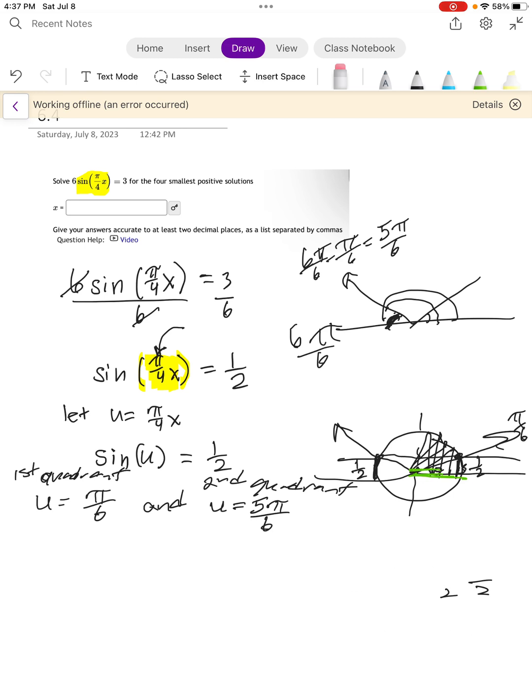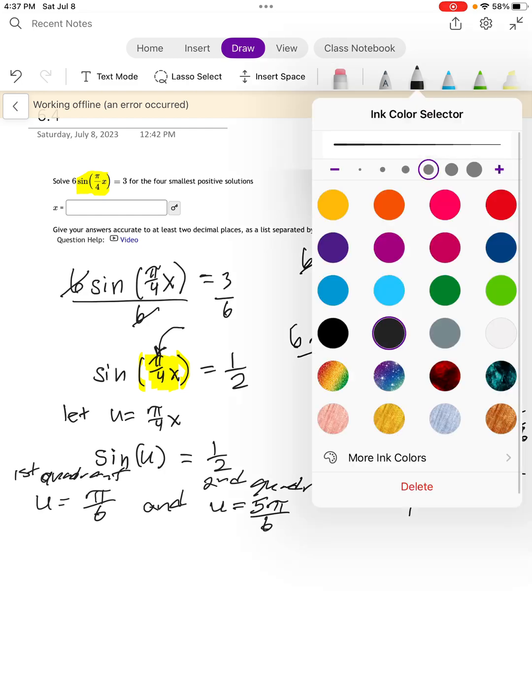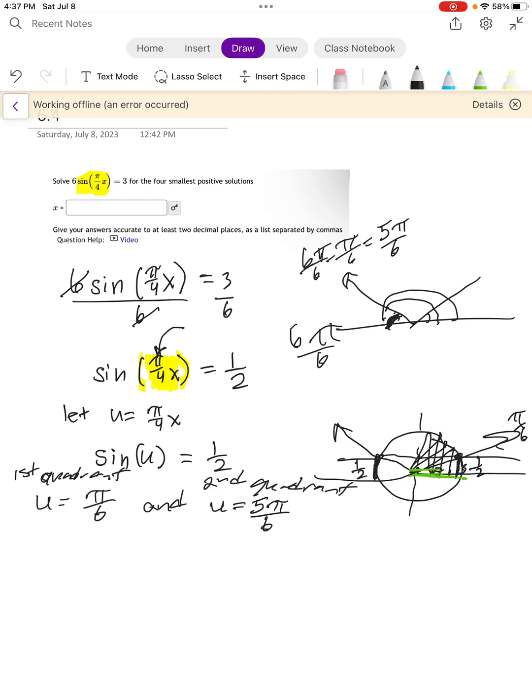And they aren't just asking for the 2 smallest solutions, they're asking for the 4 smallest solutions. So I'm thinking that we will need these other solutions as well. So I'm going to rewrite this. U is equal to pi over 6, but then it's plus 1 full revolution, so it's 2 pi times k. K is any integer. Okay, then the second solution over here is 5 pi over 6 plus 2 pi k.